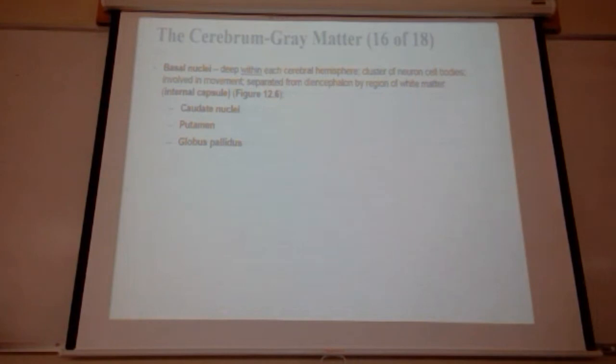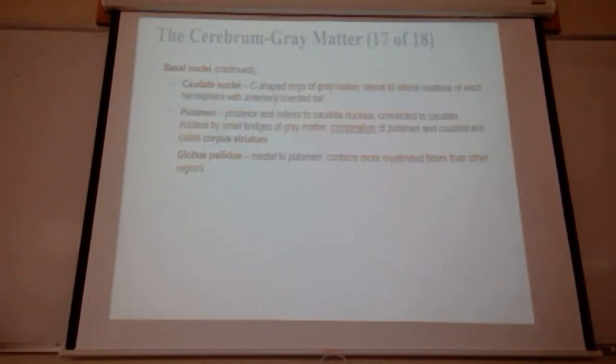The basal nuclei are found deep within the cerebral hemispheres. They are clusters of large neuron cell bodies. They are involved in movement, separated from the diencephalon by a region of white matter called the internal capsule. They are the caudate nucleus, the putamen, and the globus pallidus.